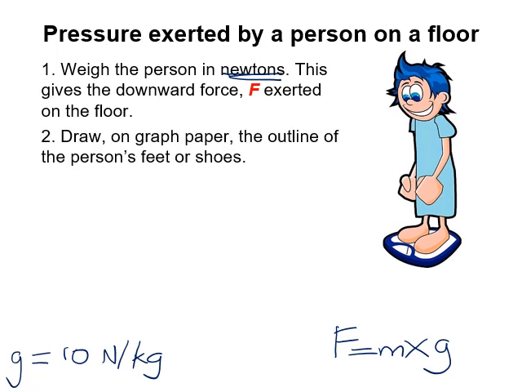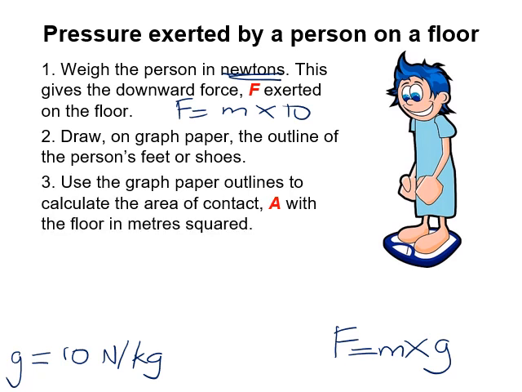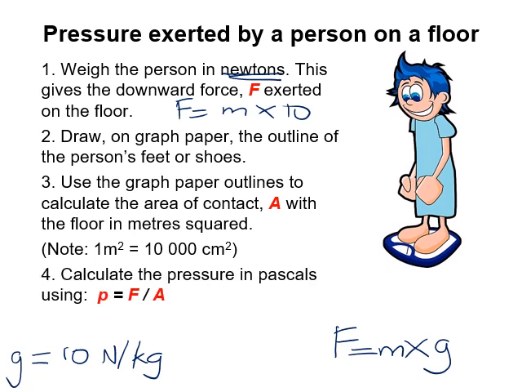So with that information, because now you've got force equals your mass times 10, you draw on graph paper the outline of the person's feet or shoes. You use the outlines on the graph paper to calculate the area of contact, A, with the floor in meters squared, with the note that 1 meter squared equals 10,000 centimeters squared. And finally, calculate the pressure in pascals using pressure equals force divided by area.